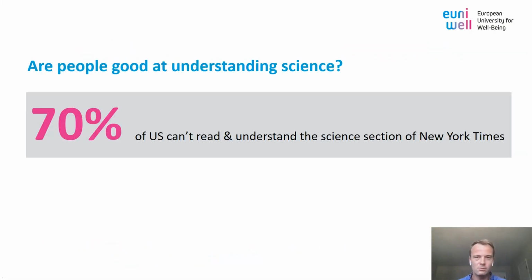Now, diving a little bit deeper into people's understanding of risk, how good do we think people are really at understanding science at all in general? So let's go back there. And well, the answer is generally people are not very good. If we take a look at the US, we have some survey data that show us that around 70% of the US can't read and understand the science section of the New York Times, which is not the deepest level of science. But just think about that for a second. I mean, two-thirds of the population is not going to be fully able to understand what that science section means.